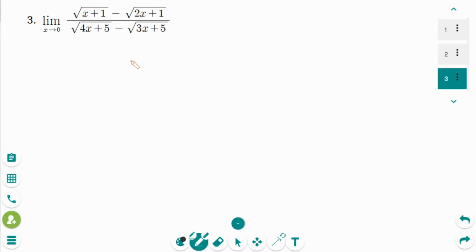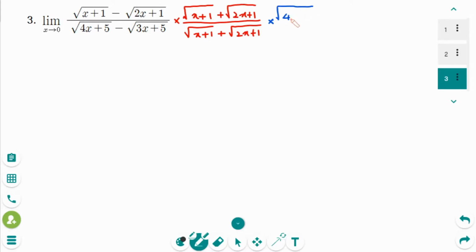This is the next question. We need to find the conjugate for the numerator and the denominator. The conjugate for the numerator is square root of x plus 1 plus square root of 2x plus 1 over the same thing. The conjugate for the denominator is square root of 4x plus 5 plus square root of 3x plus 5 over square root of 4x plus 5 plus square root of 3x plus 5.